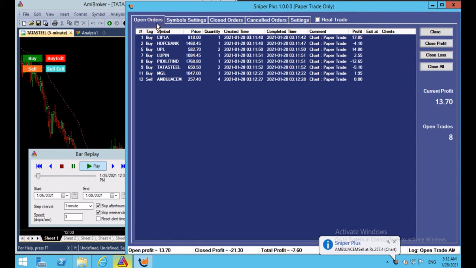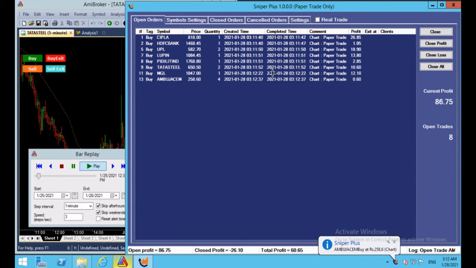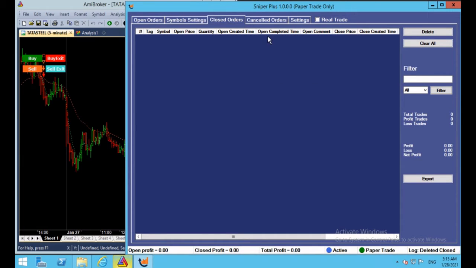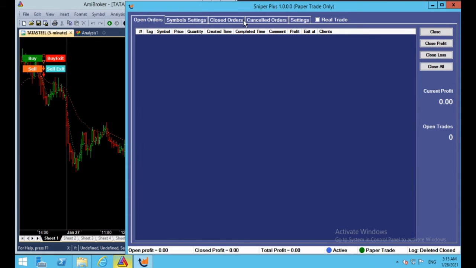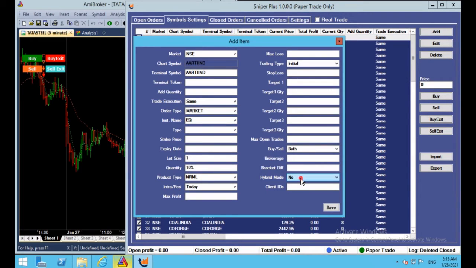Okay. Now we can see in the closed orders there are also closed orders. Now here in the open orders, the open orders are 8. Okay, this is all about the auto quantity and the maximum open trades. Let's close everything before explaining another feature. Now, next feature, let's see the next feature.